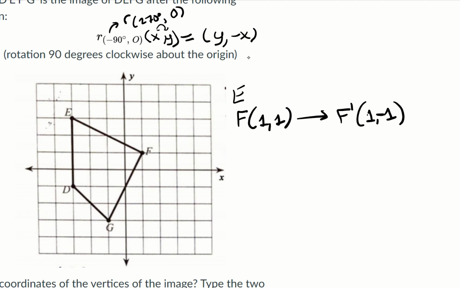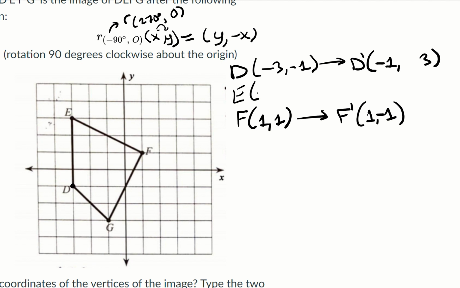Let's do E, because we forgot to do E. And let's do it in order. So we have D, E, F, G. So D is negative 1, negative 3. It's this coordinate right here. And that transforms to D prime. So we're going to switch these, and then the second number has to switch sign. That's what that negative indicates. That negative indicates that you switch the sign. So right now it's a negative 3, so it's going to turn into a positive 3.